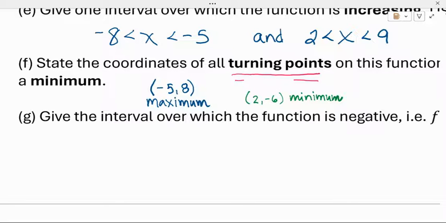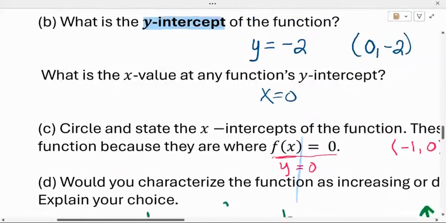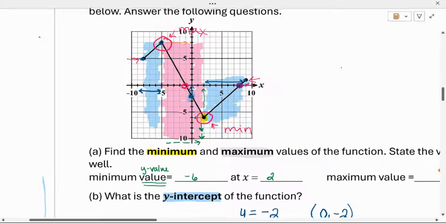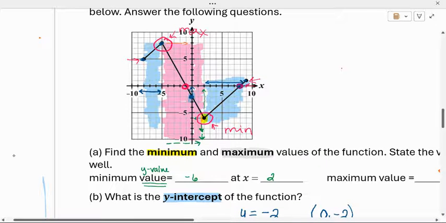All right. Question G says, give the interval over which the function is negative, meaning f of x is less than 0. Okay, so that means that all of the y values are less than 0. So let's go back up and look at our graph. Let's find all of the y values that are less than 0. So where does that happen? Well, that happens when the numbers lie below the x-axis.